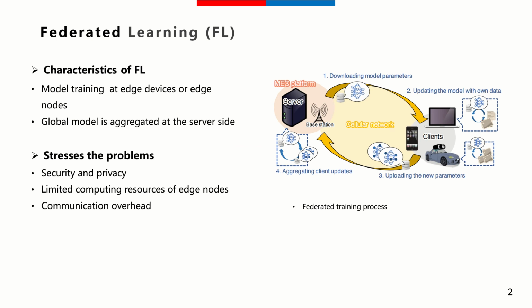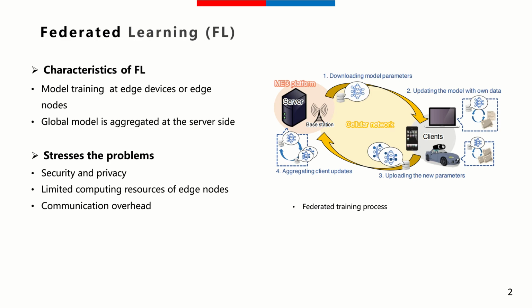Federated learning is a distributed machine learning framework that utilizes edge devices to collaboratively train a global model while preserving data privacy. As shown in this figure, at each communication round of FL, the server first randomly selects several devices and sends the global model to the selected devices. Then, each selected device updates the global model with local data and uploads the updated model to the server.